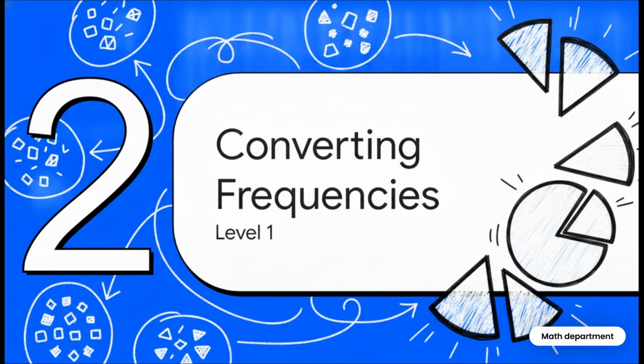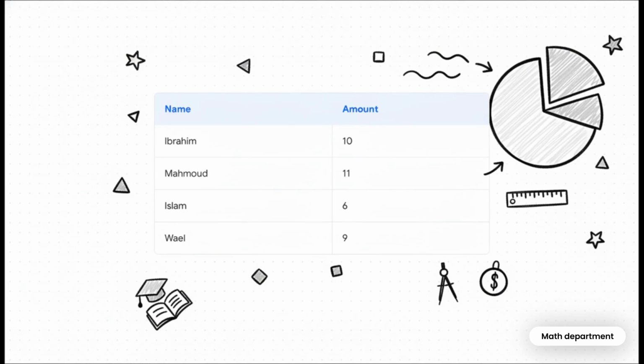Moving on to part 2, converting raw frequencies. Let's take some raw numbers, what we call frequencies, and convert them into our pie slices. This is a common exam question, actually. We have the contributions of 4 partners in a project, measured in thousands of LE. Ibrahim has 10, Mahmoud 11, Islam 6, and Wael 9. So how do we represent the share of each person using a pie chart? Let's break it down step by step.